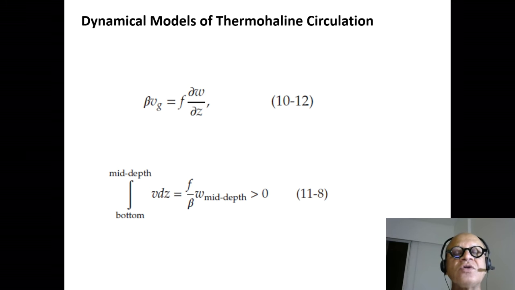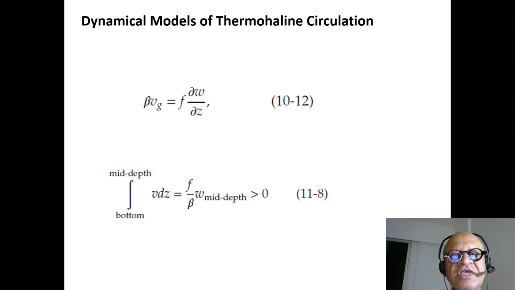What do we want to do with it? Obviously, we want to integrate it from the bottom to the mid-depth, where the deep water formation and the southward flow is being compensated by the general upwelling. And we want to know that the upwelling is positive. So if you integrate this with W equal to zero at the bottom, because water cannot come out of the bottom boundary, then the mid-depth upwelling, which is in the upward direction, is positive.